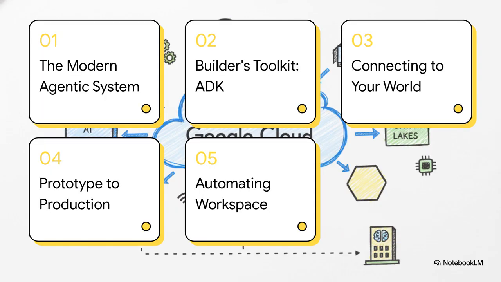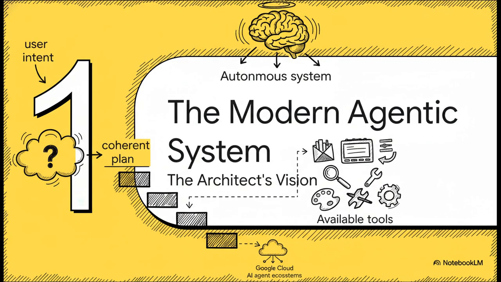Okay, so here's our game plan. We'll start with the big picture, the architecture of a modern agentic system. Then we'll get into the nitty-gritty with the developer toolkit, ADK. After that, we'll see how these agents plug into the real world, how to get them into production, and finally, how to bring it all home to automate everyday tasks in Google Workspace. Let's get to it. First up, let's talk about the architect's vision.